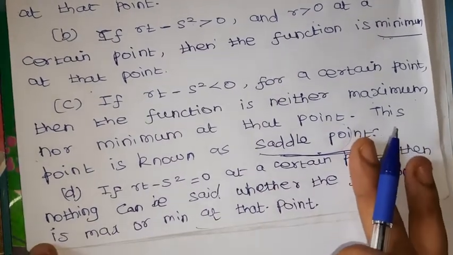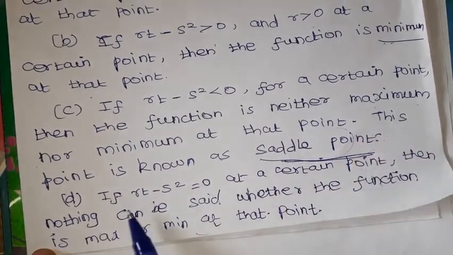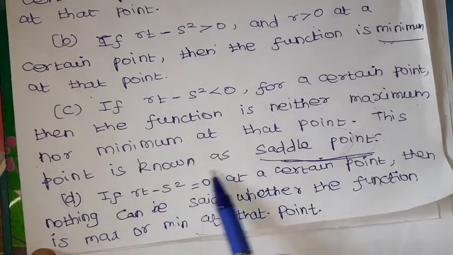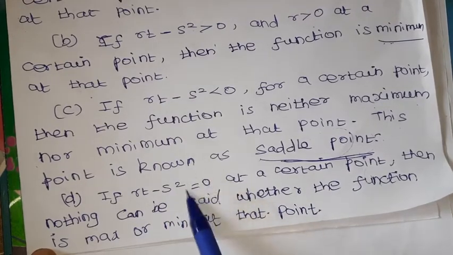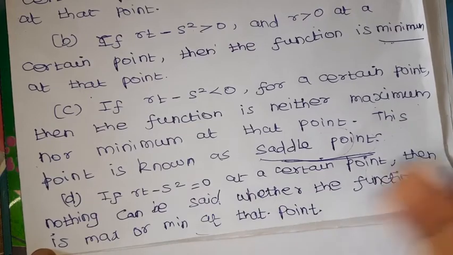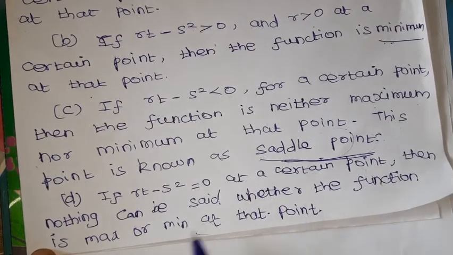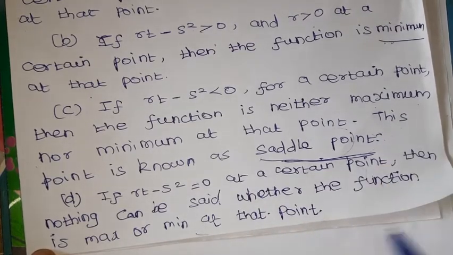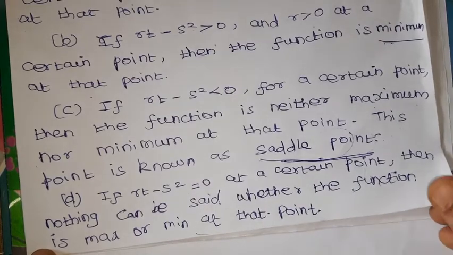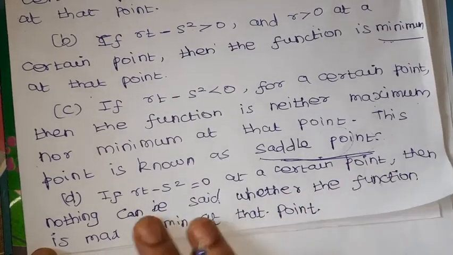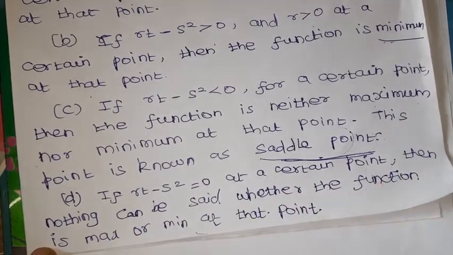Okay, then what is the fourth condition? If rt minus s squared equal to 0 at a certain point, then nothing can be said. Whether the function is minimum or maximum, nothing can be said. This should be investigated further. Further investigation is required if rt minus s squared equals 0.